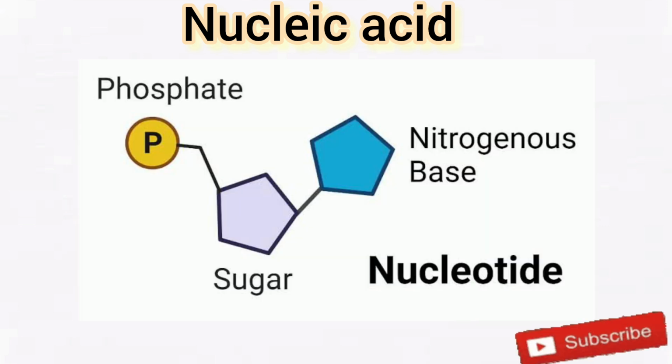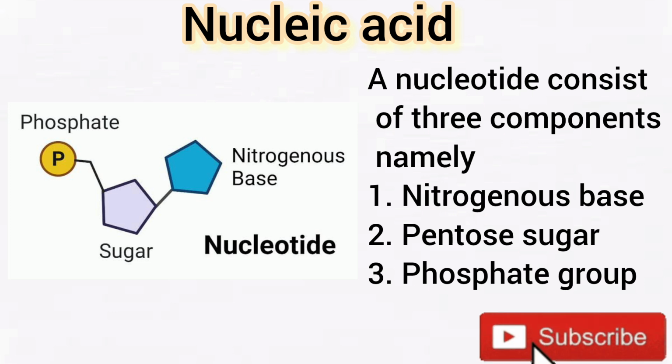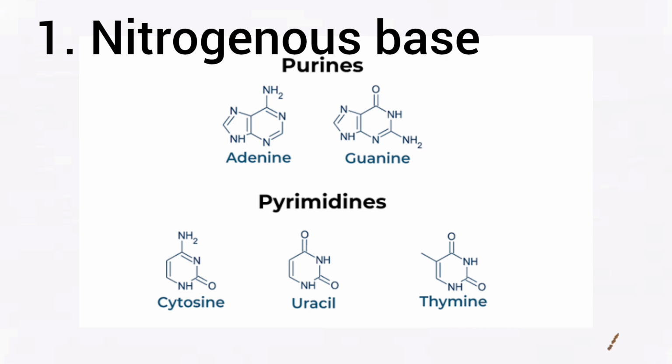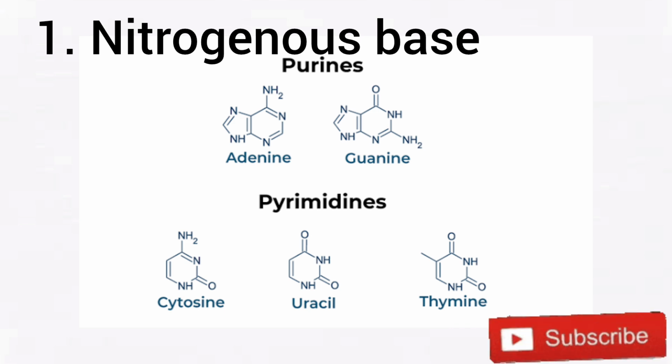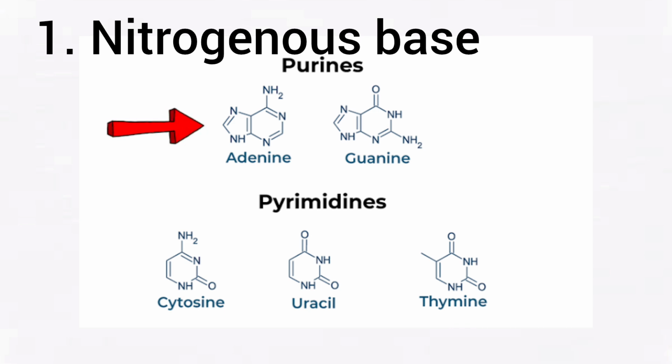Now let's discuss the structure of the nucleotide in detail. As you can see from the diagram, the nucleotide has three components, namely the nitrogenous base, the pentose sugar, and the phosphate group. Let's talk about the nitrogenous base in nucleic acid. Now, we have 5 nitrogenous bases. In nucleic acid, we have the adenine, the guanine, the cytosine, the uracil, and the thymine. Now, note that these 5 nitrogenous bases are divided into 2 groups, purine and pyrimidine.